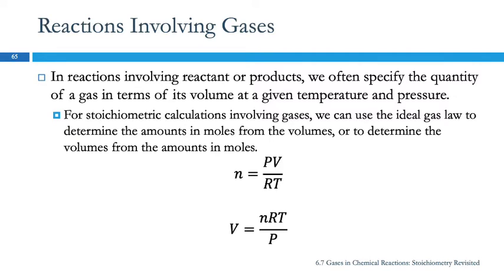This section is reactions involving gases, and here we get stoichiometry again. So when we have reactions where the reactants or products are gases, then we'll specify the quantity in terms of a volume at a specific temperature and pressure. And so the ideal gas law is very useful in these situations because for stoichiometry we need to know the moles of gas, or we're finding the moles of gas and we want to find the volume. And so we'll use these two rearrangements of the ideal gas law.